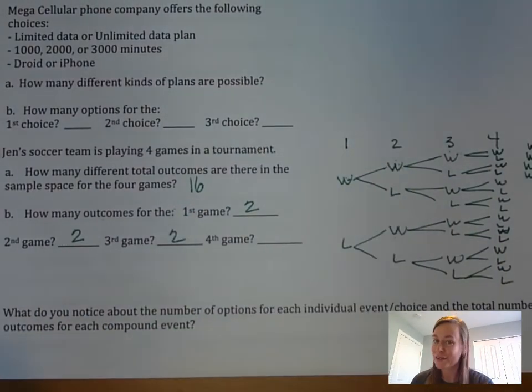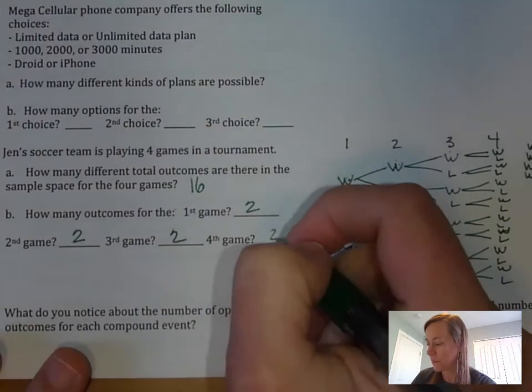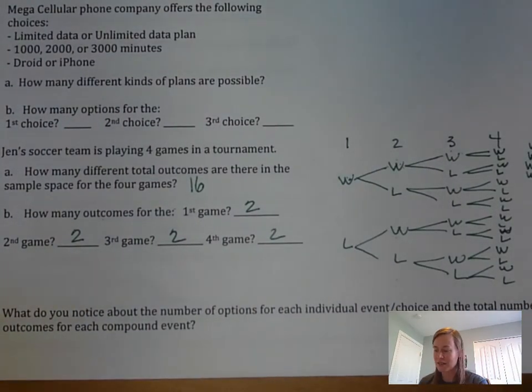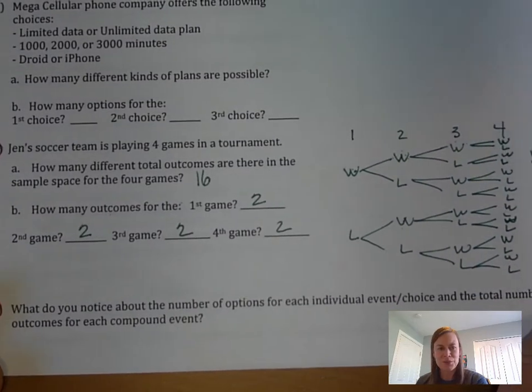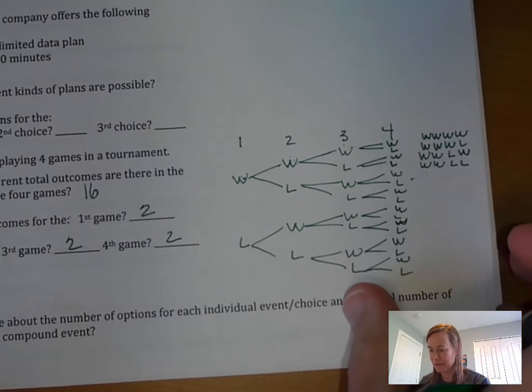Same idea for that fourth game. What can happen in the fourth game? Win or lose, that's 2. All right, so we got that filled out. And guess what? It looks like we didn't even have to write all the letters all the way down, so whew, lucked out on that one.